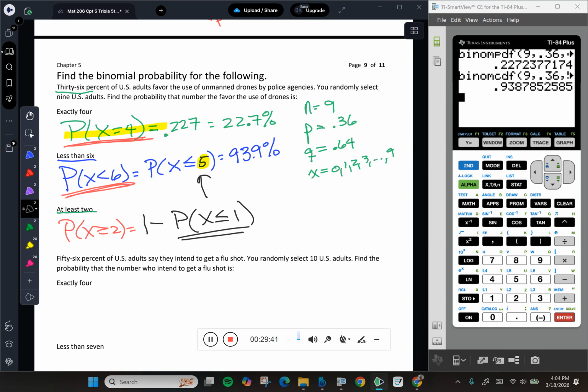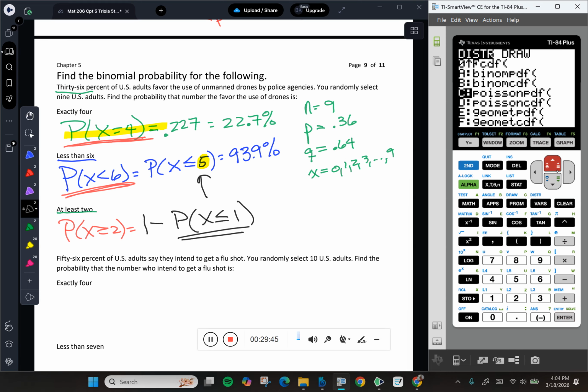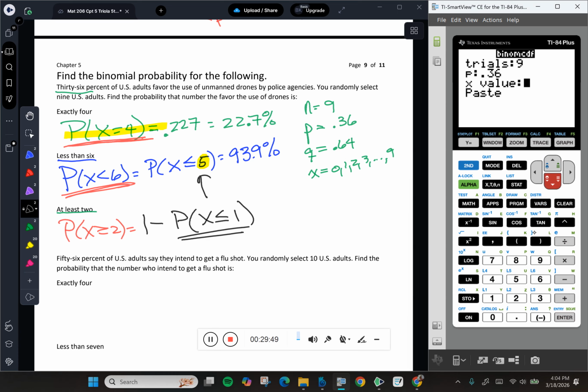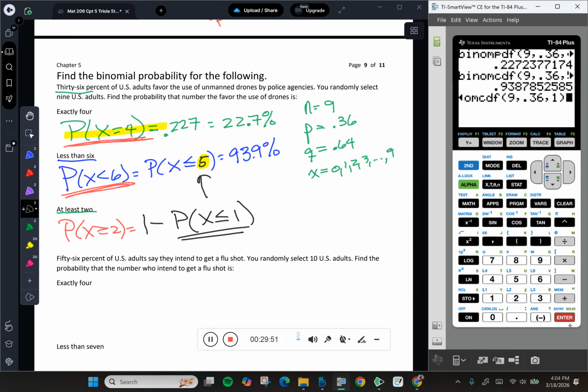And I can find that. I can go to my distributions, go to my binomial CDF, and change that 5 to a 1. I can get that probability of 10.9%. And then that just means it's 1 minus that answer, so 89.1%.